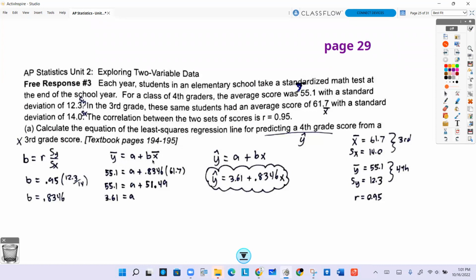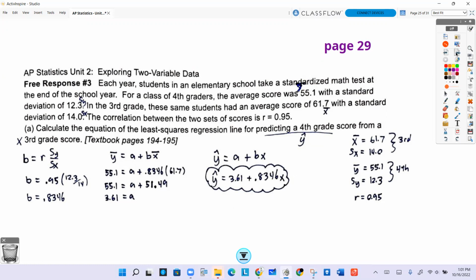Next, we know that the mean of X and Y are in the LSRL, so we plug those in, 61.7 for X and 55.1 for the Y means. Plug in your slope, solve for A, and then you have your equation. So Y hat, predicted 4th grade scores, is equal to 3.61 plus 0.834 times your 3rd grade scores.